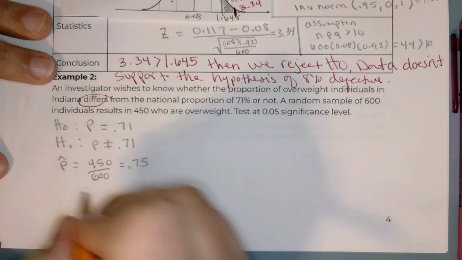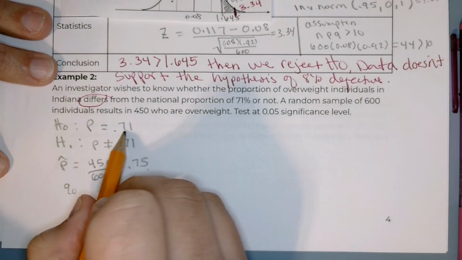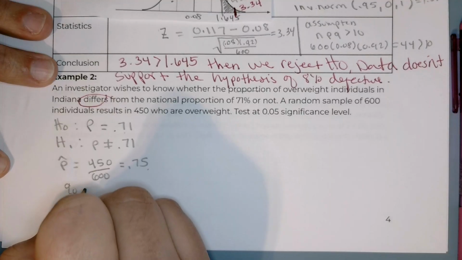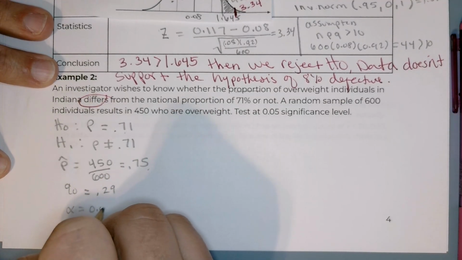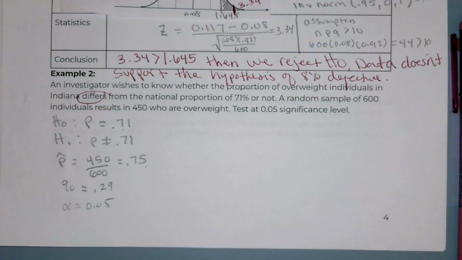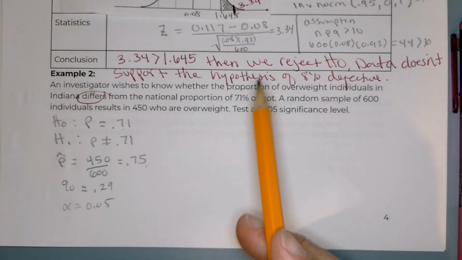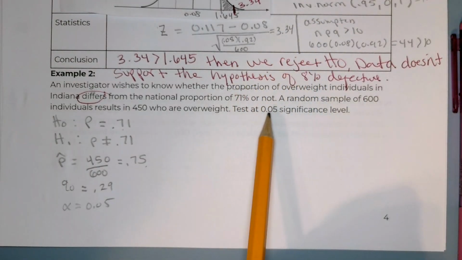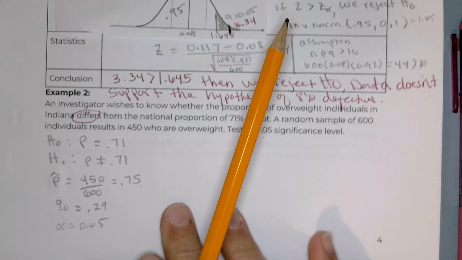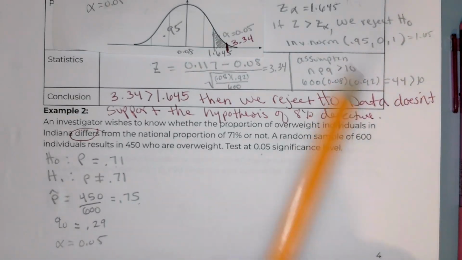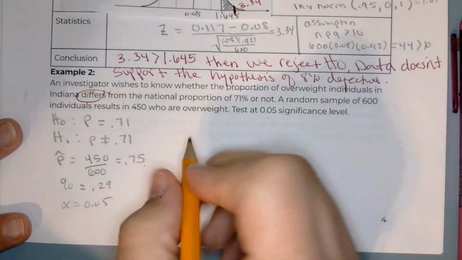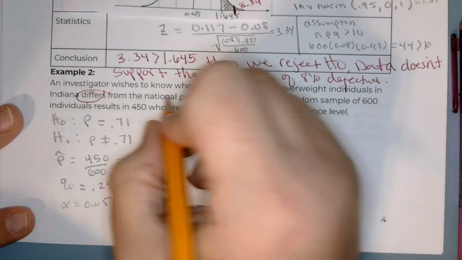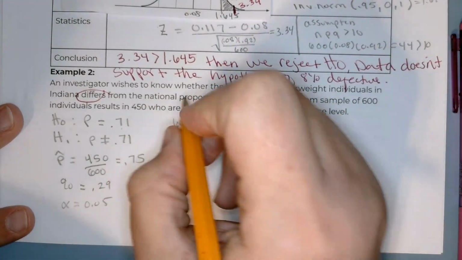This means that Q naught is 1 minus 0.71, which is equal to 0.29, and again we have an alpha of 0.05. Okay. Now, just because we have a 95% significance level does not mean that our critical value is the same. Be careful. This one is a one-tailed test. This one is a two-tailed test.